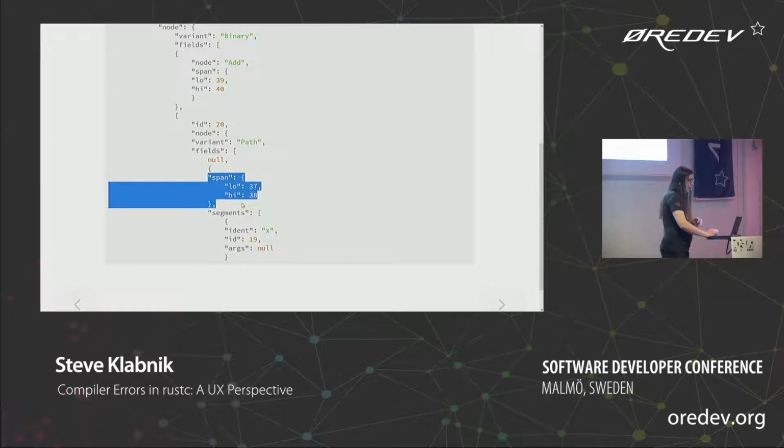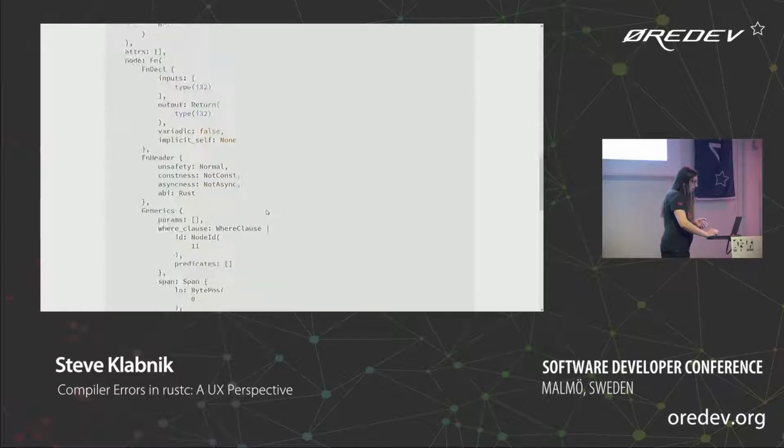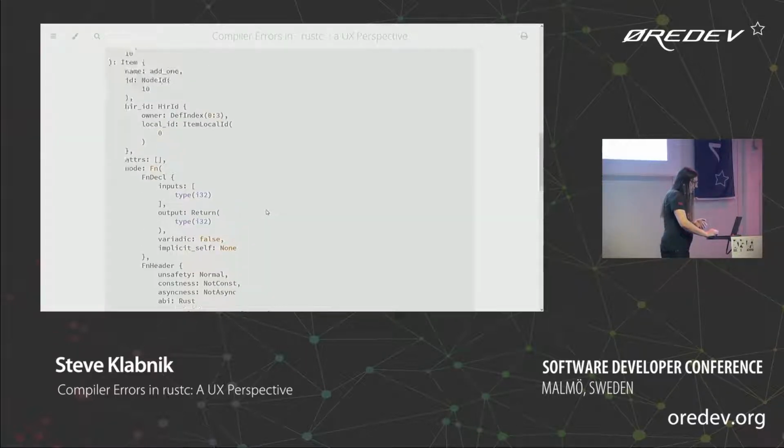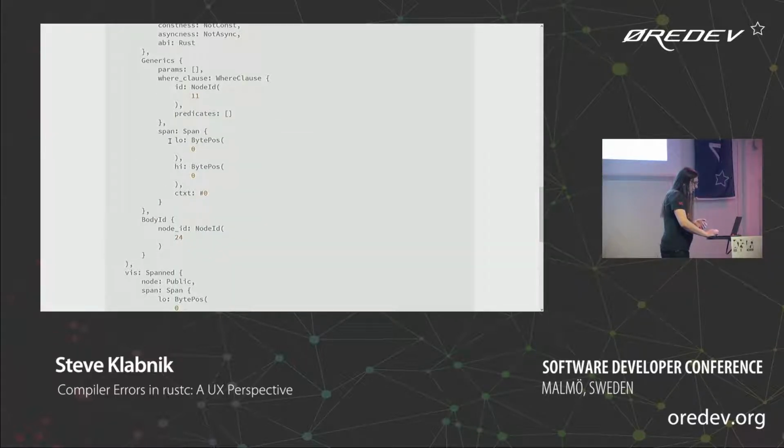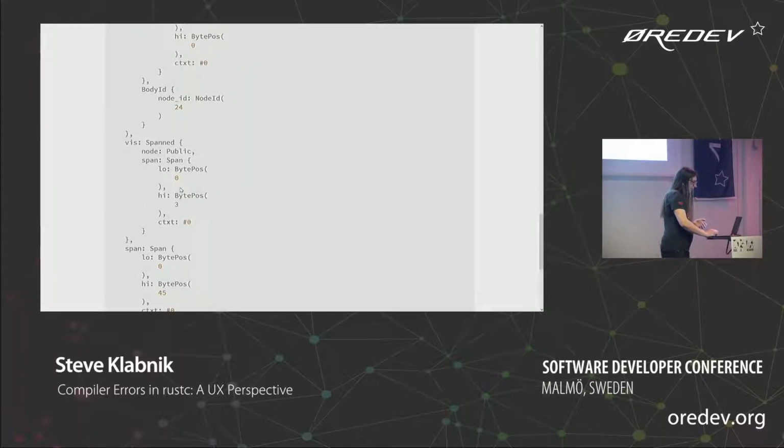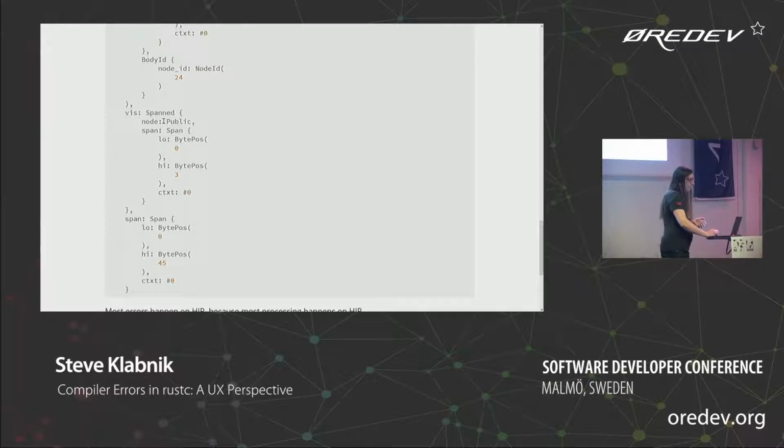So the span is low to high because 37 and 38, X is like 1 byte long. When we look at the hash_in_it, the function doesn't have a where clause, so the span is empty, but the fact that this is public is that pub keyword at the front, so that's from position 0 to position 3 inside the function declaration of like pub, and so that's stored in this.